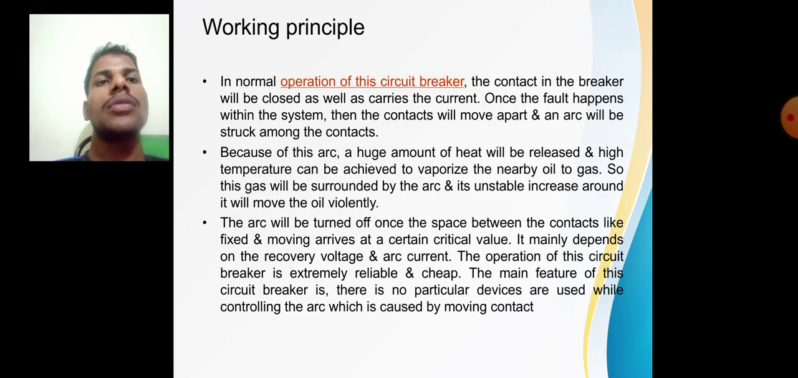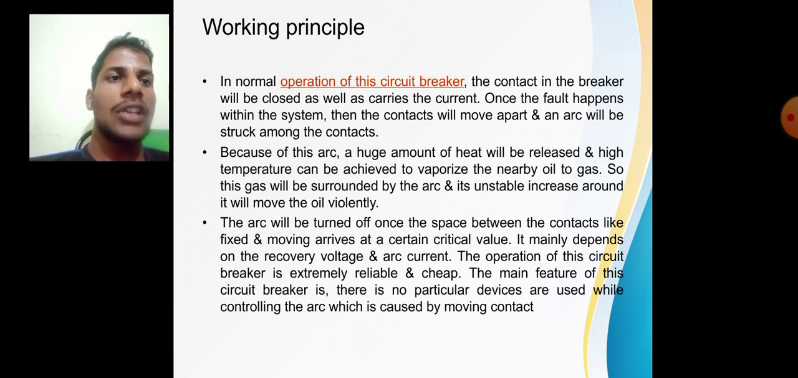And coming to the working of the oil circuit breaker. In normal operation, the contacts in the breaker will be closed and carry the current. Once a fault happens within the system, the contacts will move apart and the arc will be struck between the contacts. Because of this arc, a huge amount of heat is released and a high temperature is reached, vaporizing the nearby oil into gas.